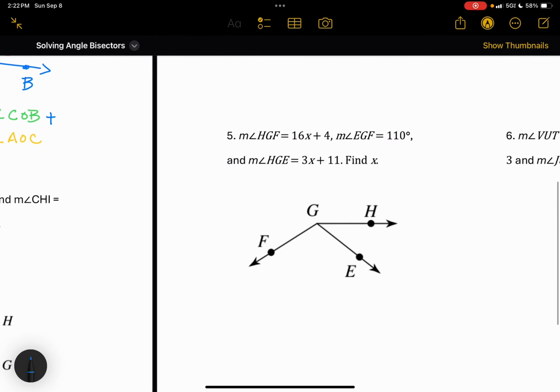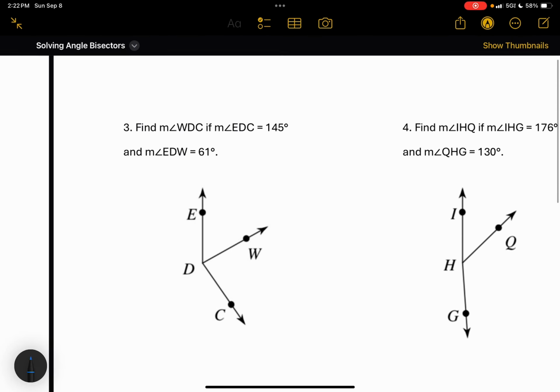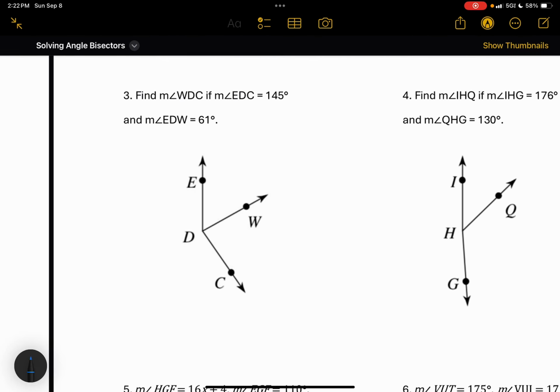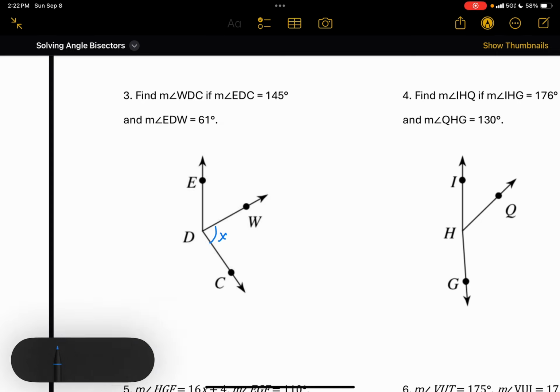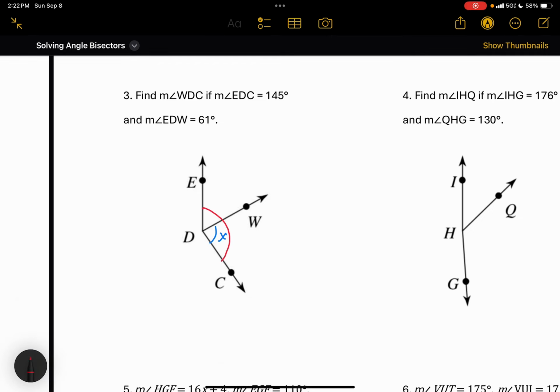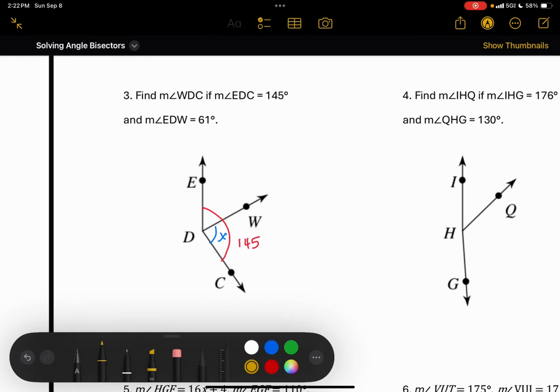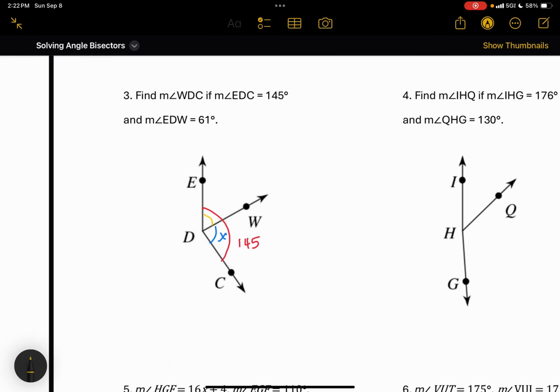All right, let's look at our next one. So page 2 of this, up at the top. All right, number 3 says find the measure of angle WDC. So this part right here is what I'm looking for. So this time I'm not looking for the whole, I'm looking for part of the whole. It says EDC, so that's the entire angle. Let me change colors here. This entire angle all the way through is going to be 145. And then they said that EDW in yellow there is going to be 61.